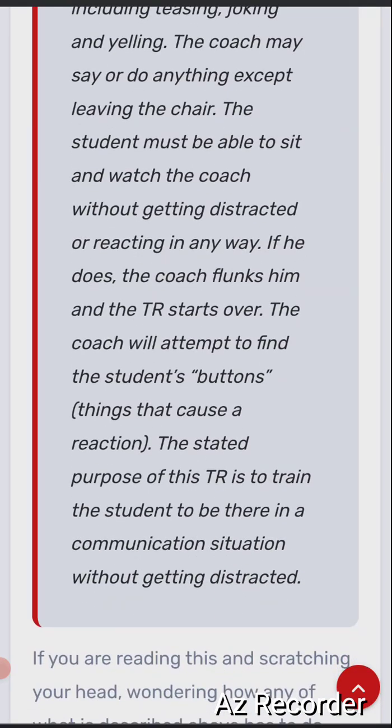The student must be able to sit and watch the coach without getting distracted or reacting in any way. If he does, the coach flunks him, and the TR starts over. The coach will attempt to find the student's buttons, things that cause a reaction. The stated purpose of this TR is to train the student to be there in a communication situation without getting distracted. You guys, you know what this reminds me of? This reminds me of gray rocking, when you're dealing with abusers and you don't give them a reaction. Very similar.